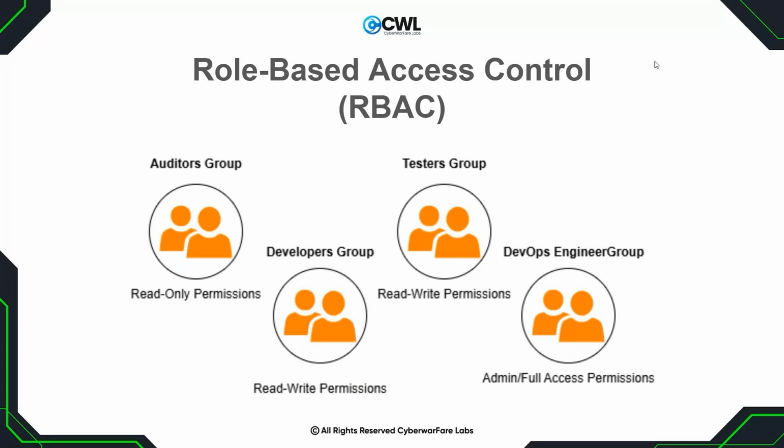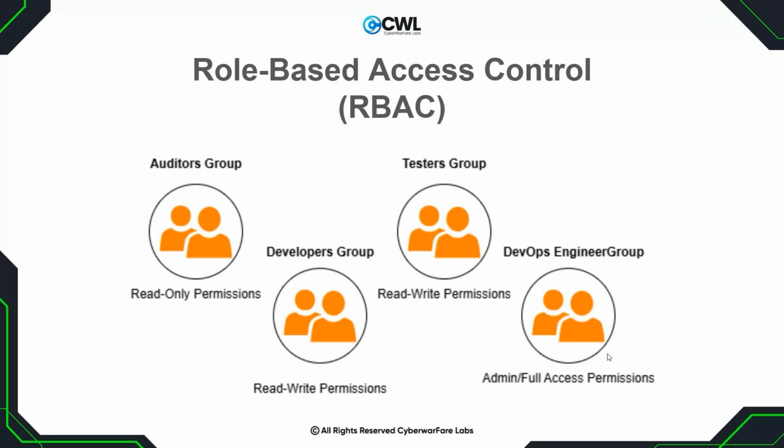Let's take an example. Instead of giving individual permissions to each developer in the organization, they could create a developer role that includes access to resources like code repositories, development environments, and certain databases, without giving access to resources or sensitive or administrative areas unnecessary for their particular role. So by assigning this developer role to the developers group, permissions are managed efficiently and consistently across similar job functions.